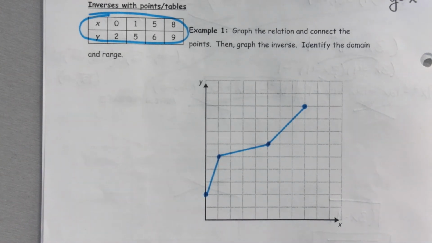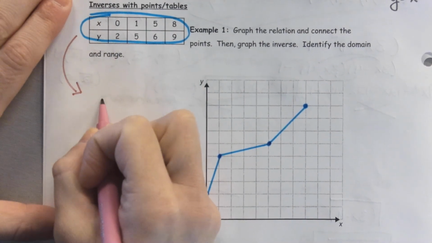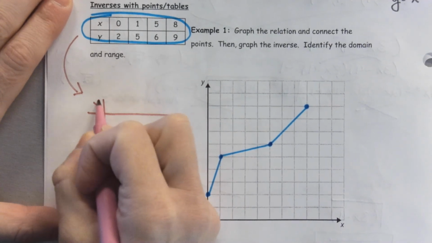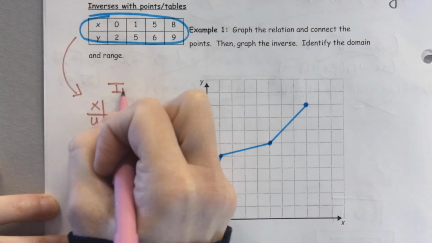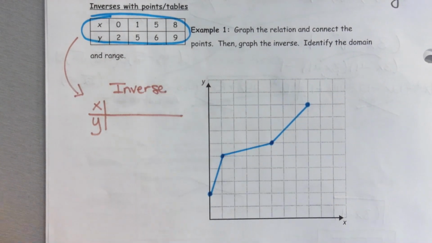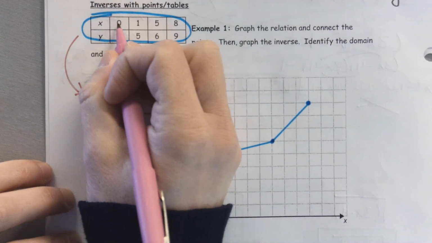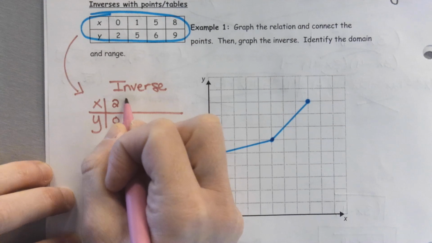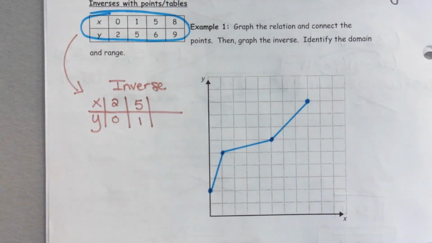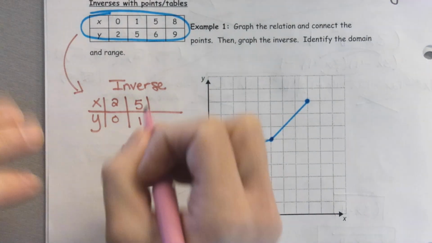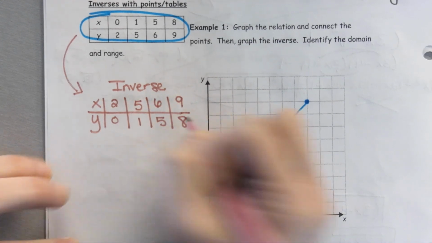All right. To find the inverse, it's super easy. I'm not even going to do a calculation. I'm going to set up my table the exact same way so that they're oriented the same way. So this is going to be my inverse down here. All you do is take your x and y and flip them. This was 0, 2. Now I'm going to write 2, 0. Now I'm going to write 5, 1. What am I going to put for my next point? What goes on top? Yeah, 6, 5. And the next one? 9, 8.